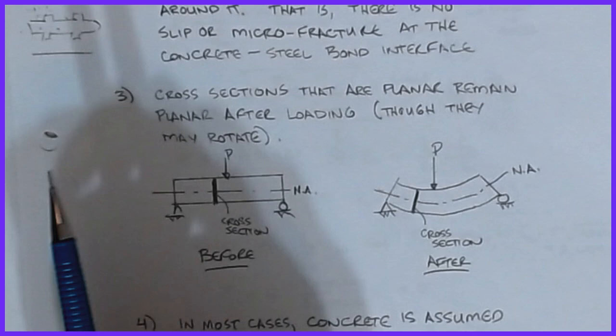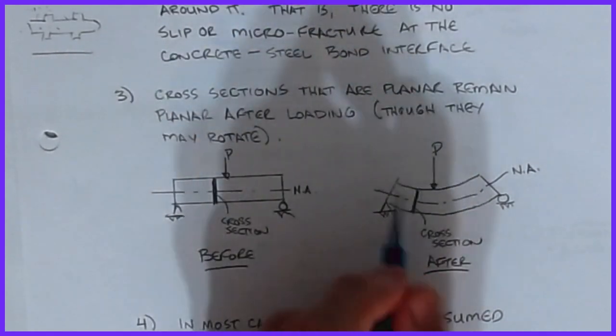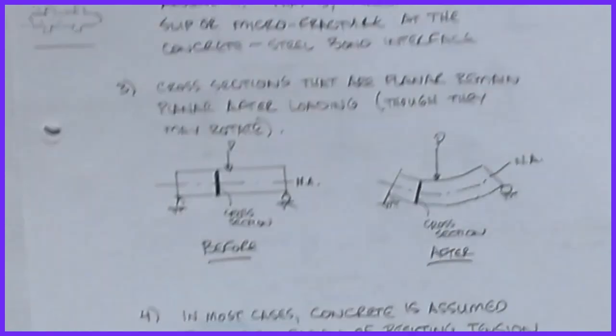You notice that here it was vertical and now here it's slightly inclined, but it's still straight. Okay, and what that does is that basically says that the strains along this line are predictable, that they're related to each other in a linear fashion. And we'll talk more about that as well. But that's the plane sections remain planar after loading.